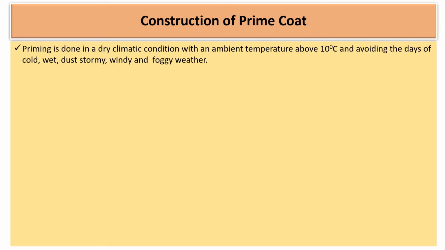First thing, the priming should be done on a dry and sunny day, or at least in dry climatic conditions. I mean an atmosphere with an ambient temperature above 10 degrees centigrade with a relative humidity around 40 to 50%. The days of cold, wet, dust stormy, windy and foggy weather are not suitable for priming. These types of weather conditions not only affect the setting time of bitumen emulsion or cutback bitumen but also fail to show the proper functioning of the prime coat.